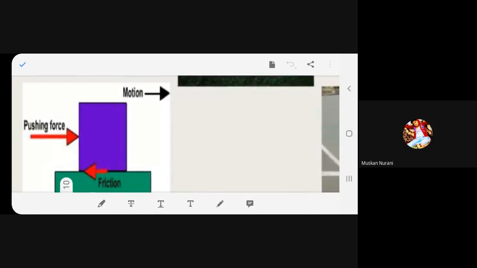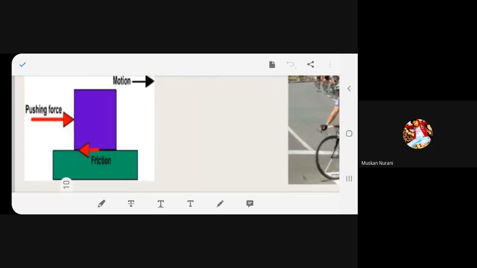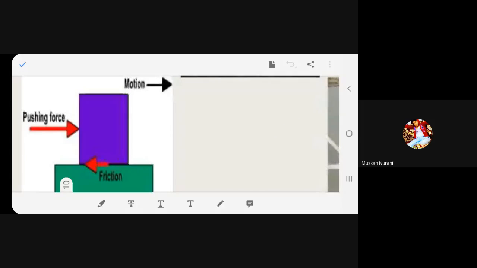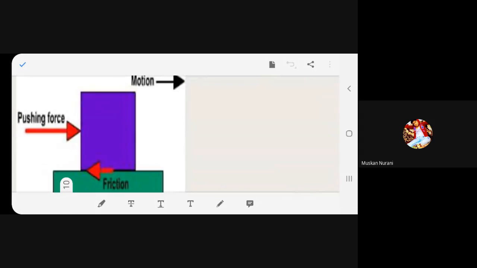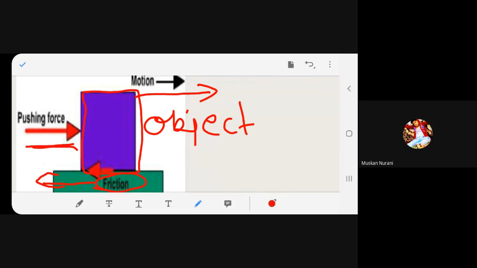Now see this. What can you see? Simple activity. This is an object. You are pushing, so you're applying a force. So where's the motion? In the forward direction. Now we know that friction is applied in the opposite direction. So this is friction. Did you understand this picture?